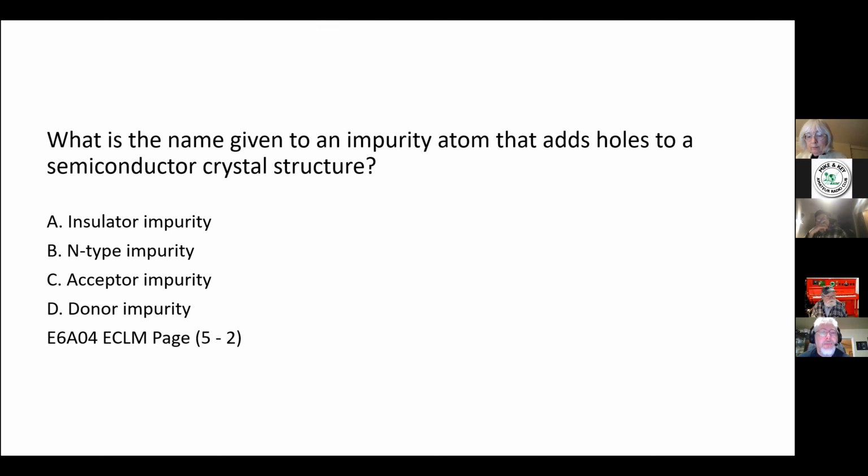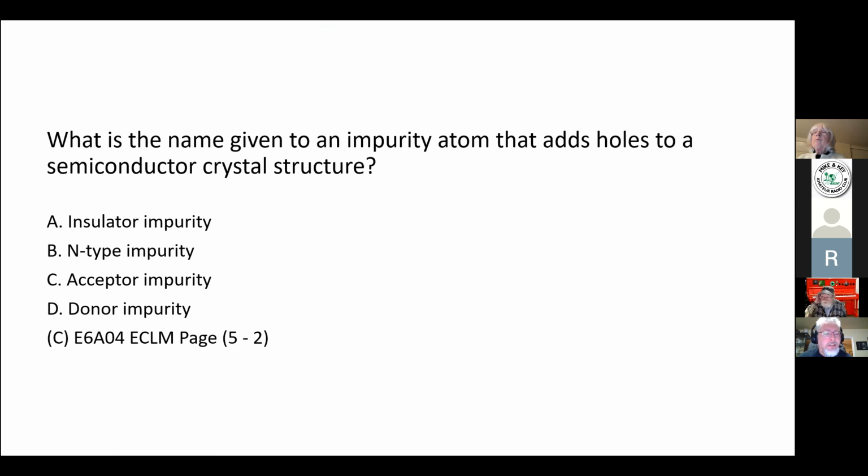What is the name given to an impurity atom that adds holes to a semiconductor crystal structure? A, insulator impurity, B, N-type impurity, C, acceptor impurity, or D, donor impurity? Charlie. Charlie is the correct answer, acceptor impurity.